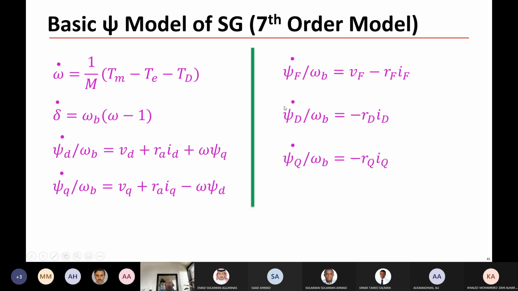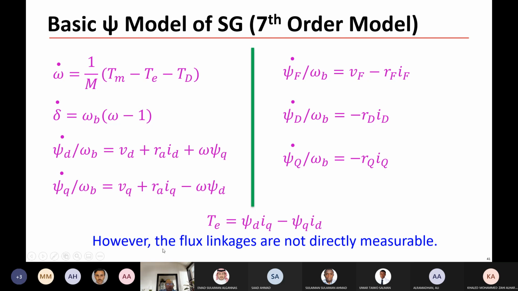So these are the mechanical part of the machine, and this is the electrical part of the machine. You have here fifth order model for the electrical part and second order for the mechanical part. So it comes to seventh order model of the synchronous machine. In terms of the flux linkage, the electrical torque equals psi d iq minus psi q id. So this is the algebraic equation.